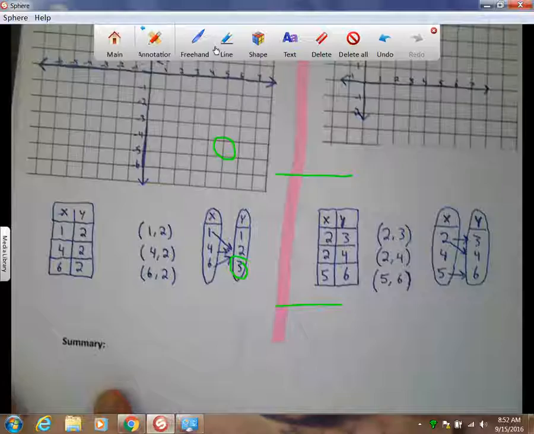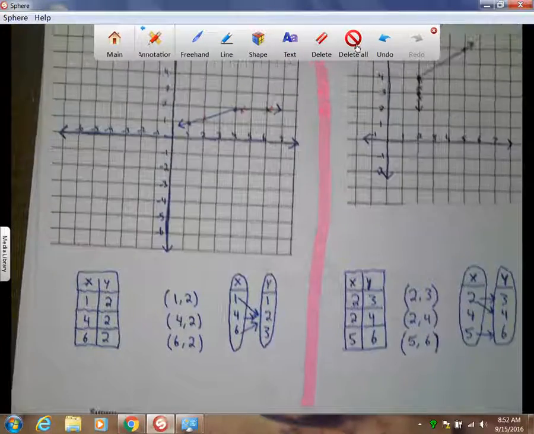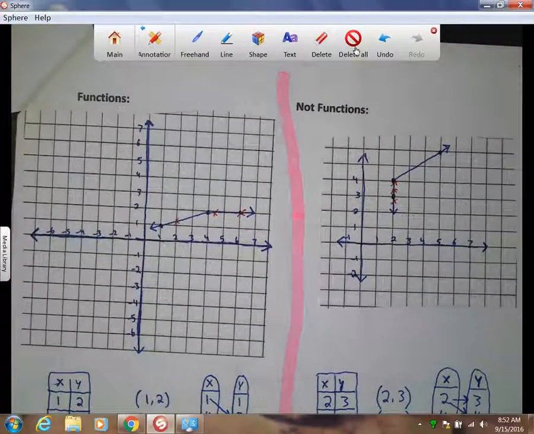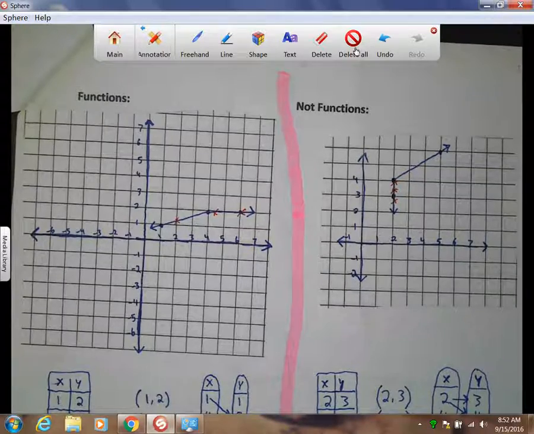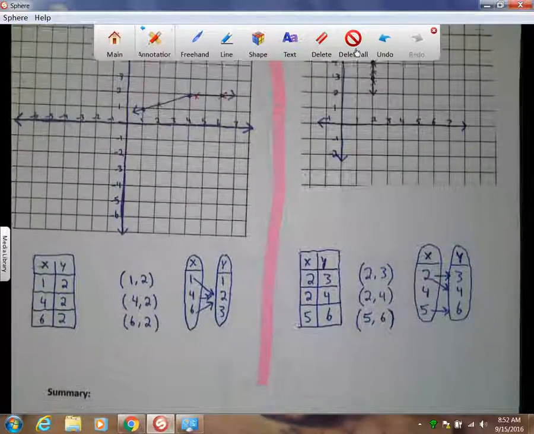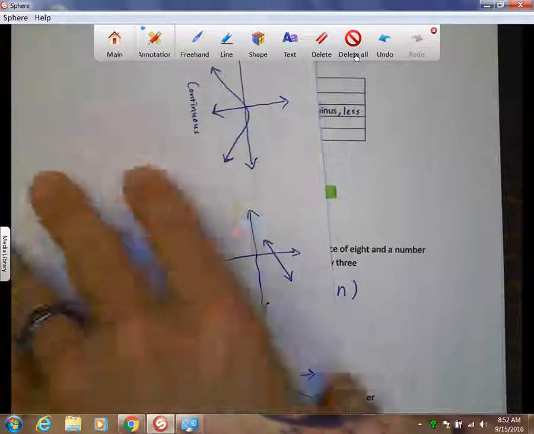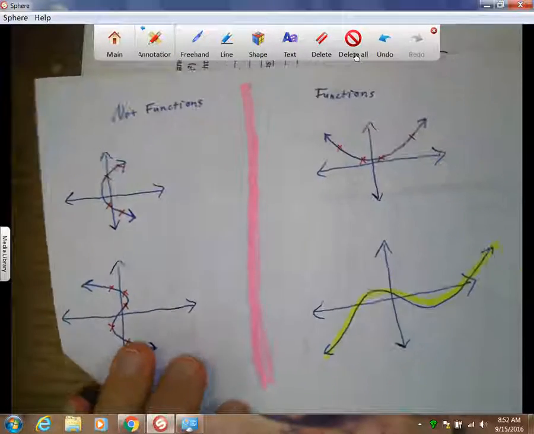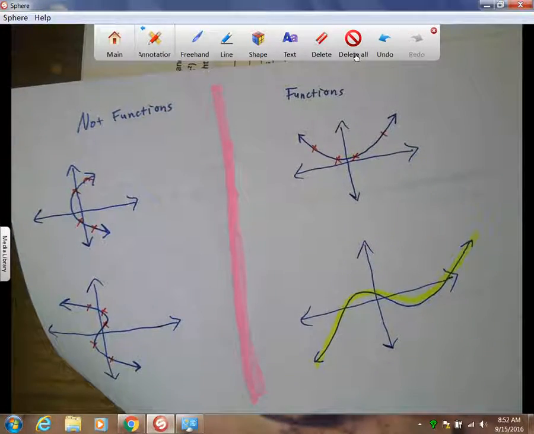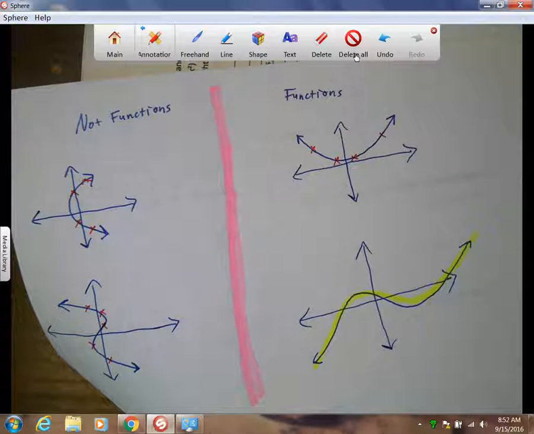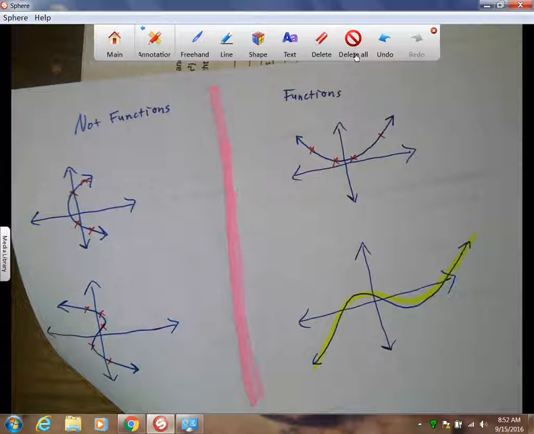You need to know what's a function and what's not a function. So make sure you know what a graph looks like that is and that isn't. Make sure you know tables, mapping, ordered pairs that are functions and are not functions. And there are some more examples. So study the notes, watch any videos you need to, look back at the homework and the quizzes you missed to make sure you're ready for that test.